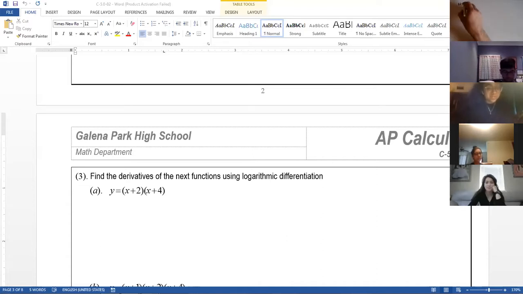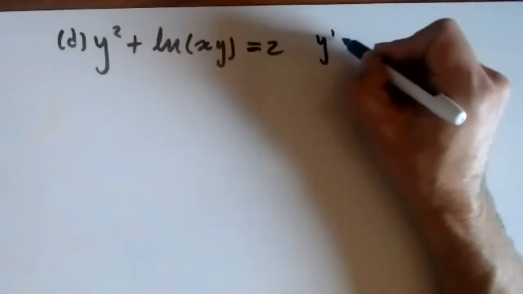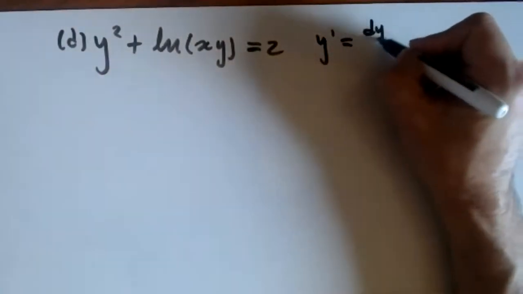D is y squared plus ln xy equals 2. So here is my board. This is the expression: y squared plus ln xy equals 2. Correct? So I want y prime or dy dx.